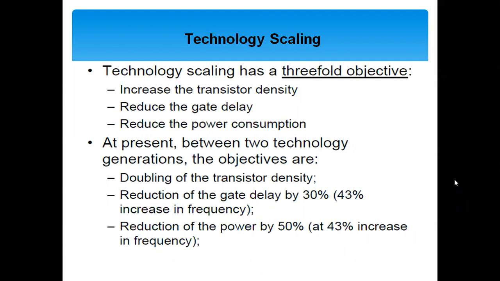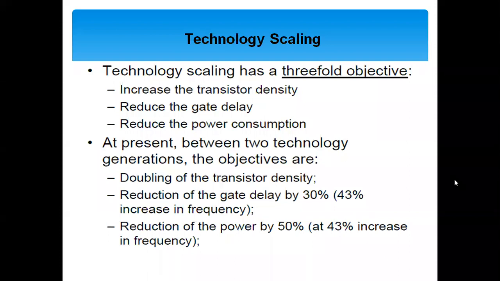That means power should be reduced to 50% and gate delay should be reduced by 30%. And how much should we increase the transistor density? We need to double it. For a particular chip area, if the previous technology could occupy only 100 transistors, now it should occupy 200 transistors. It should be doubled.